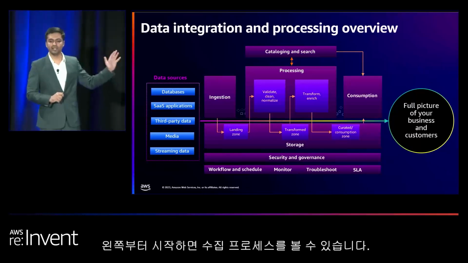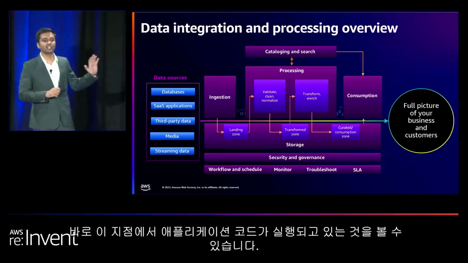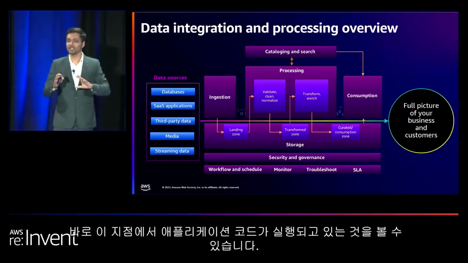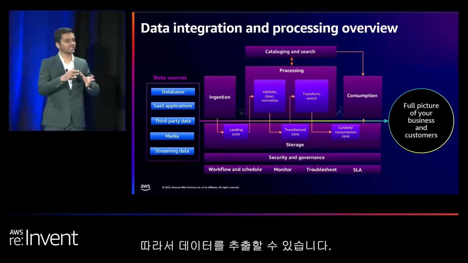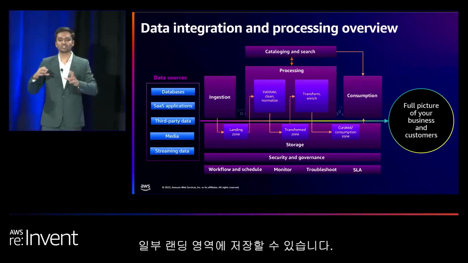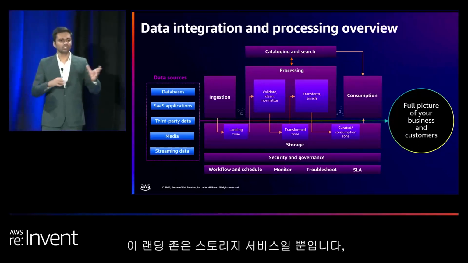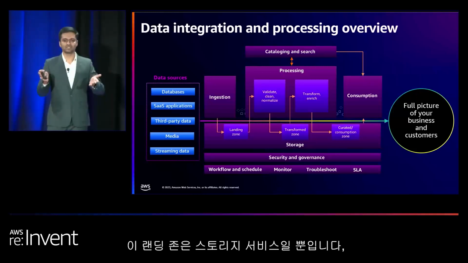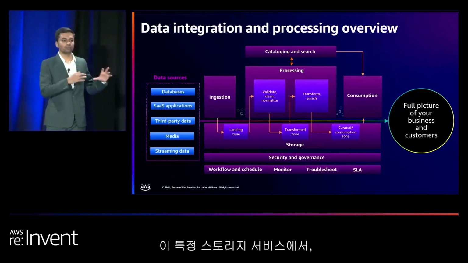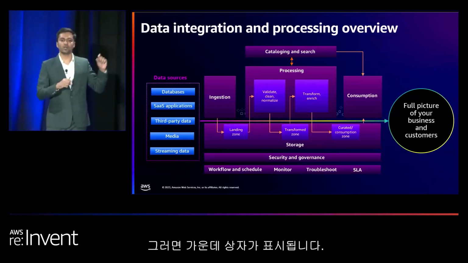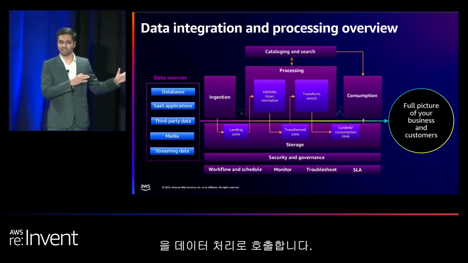If I start from the left, you will see an ingestion process. That's where exactly you see your application code running, and this application code varies by source. So you can extract the data from it and store it into some landing zone. This landing zone is nothing but your storage service, any of the storage services you're using. From this particular storage service, you will then see a center box, which is called data processing.